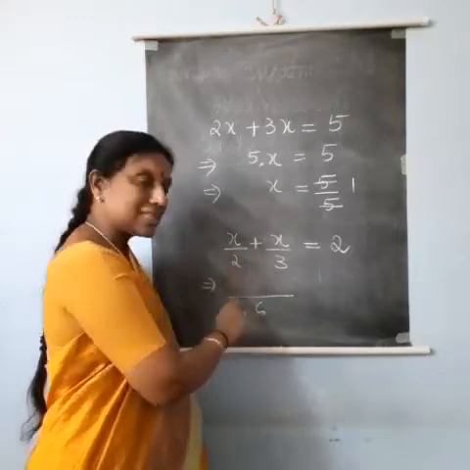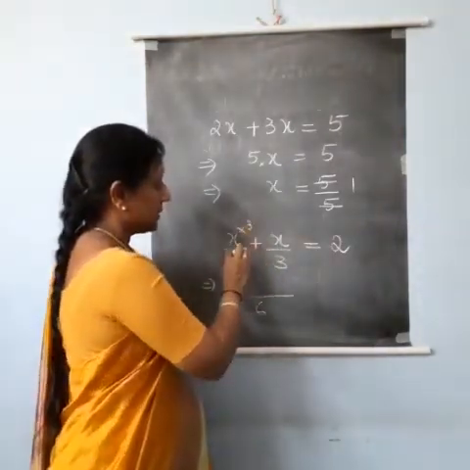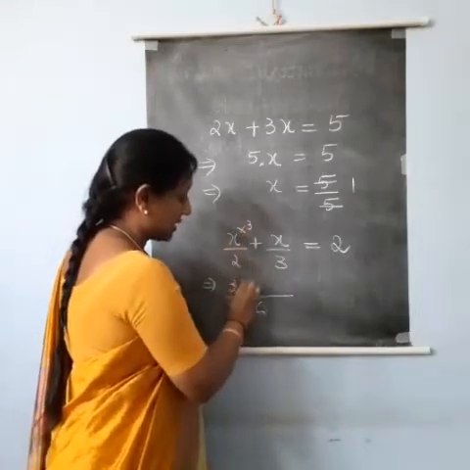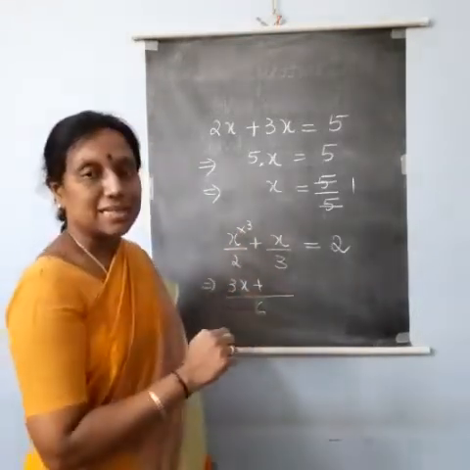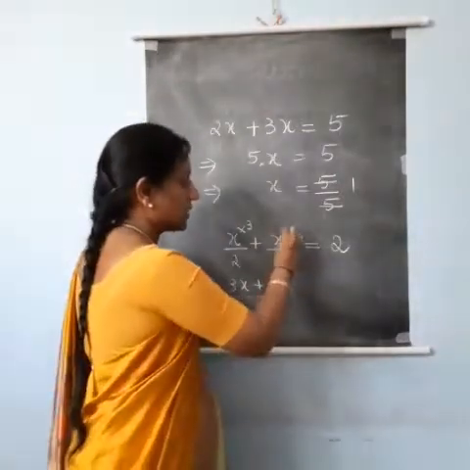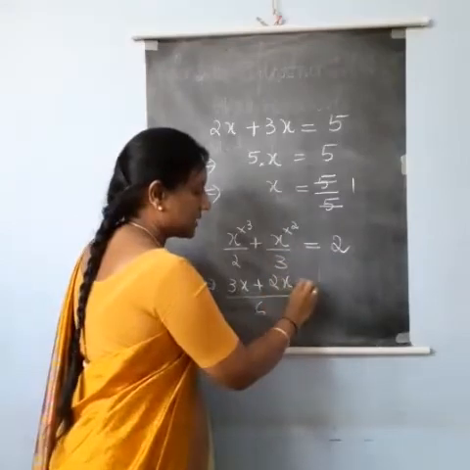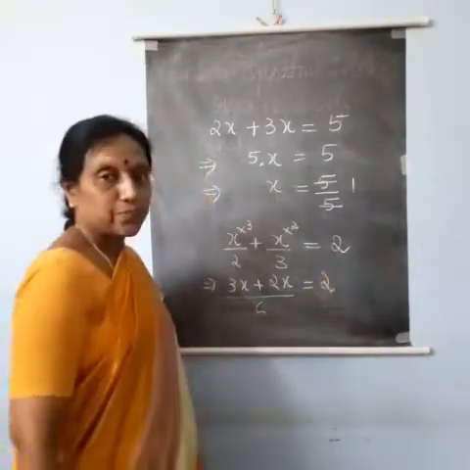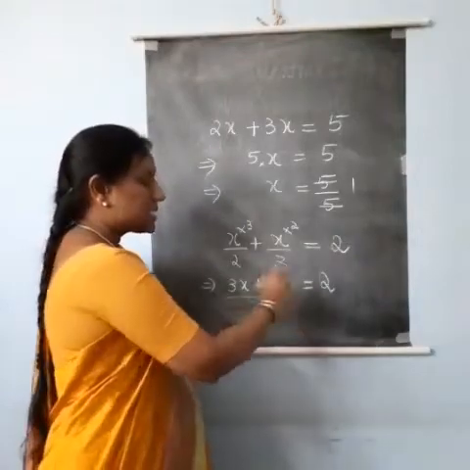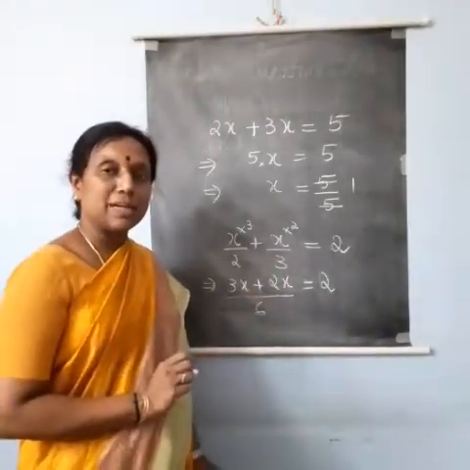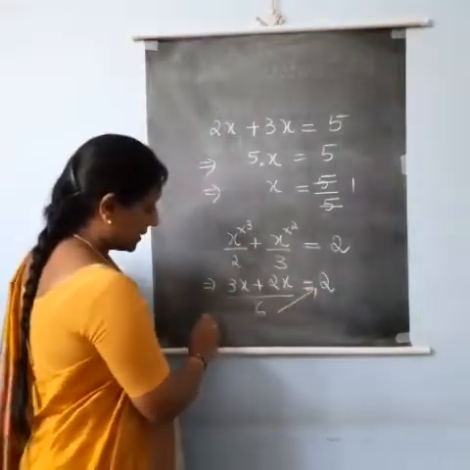2 will go into 6 how many times? 3 times. So into 3. 3 into x will be 3x plus. Now 3 will go into 6 how many times? Twice. So into 2. So x into 2 will be 2x is equal to 2. Have you got it? Now this is division. Now if I transpose to the other side, what will it become? Multiplication. So cross multiply. So what do you get?